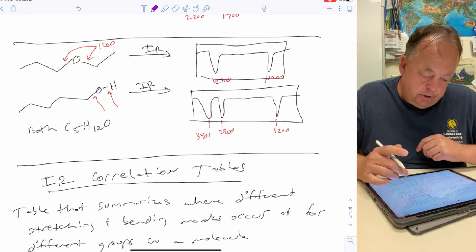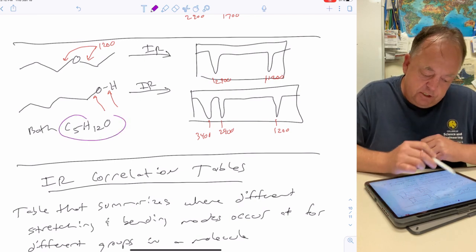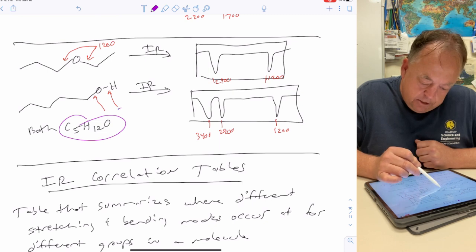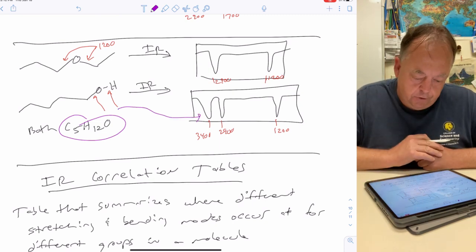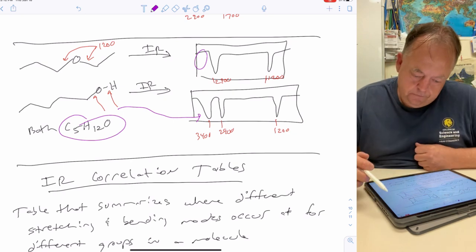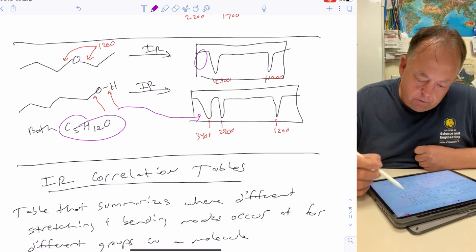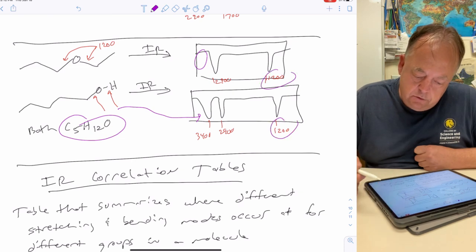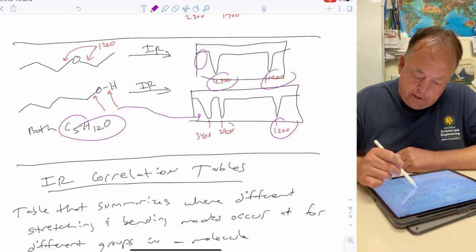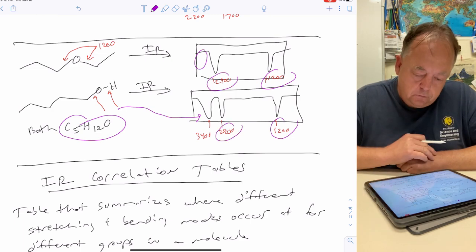Okay, so just another example. These are both C5H12O, and it's easy to tell the difference in IR because this one has an OH, so that's going to have a peak around 3300, and this one is not. But they both have C-O single bonds, so they both have peaks around 1200, and they both have CHs, so they both have peaks around 2900.